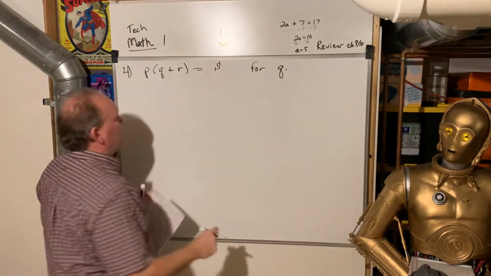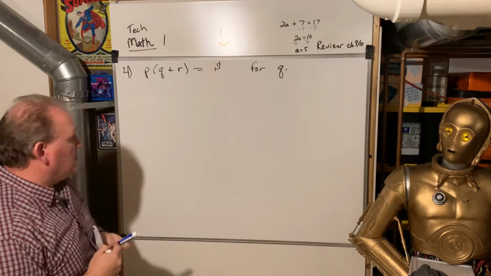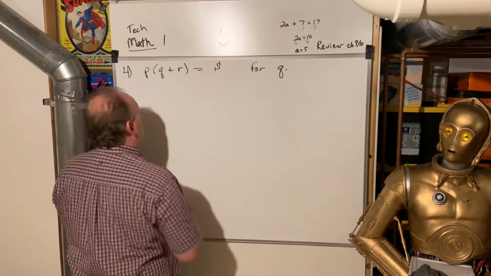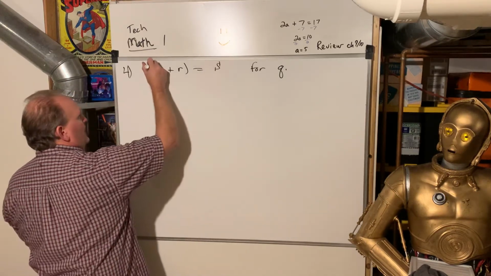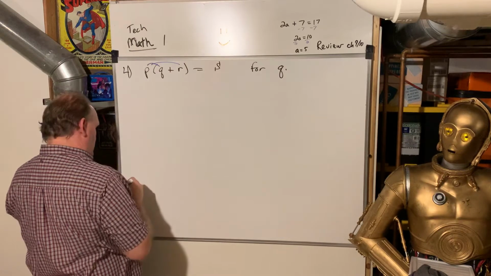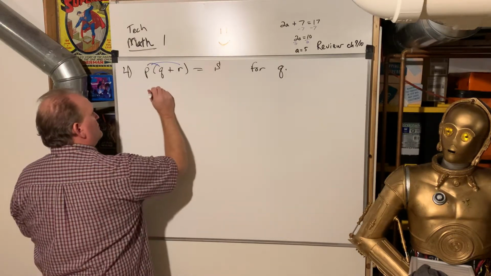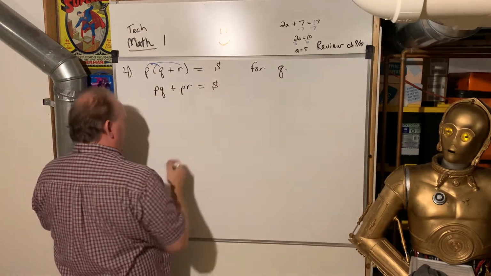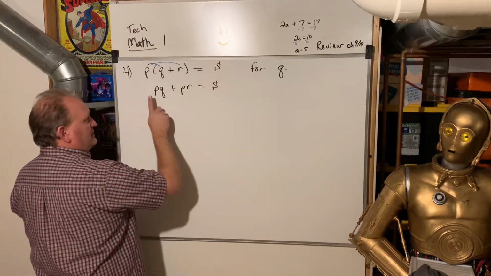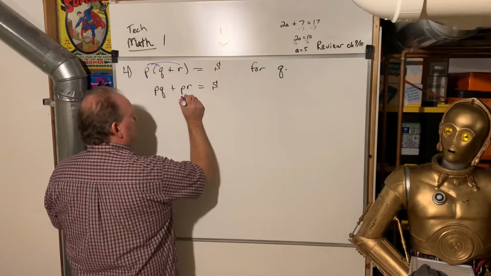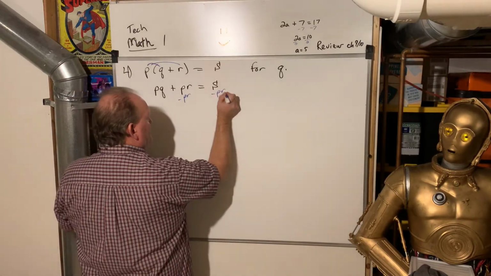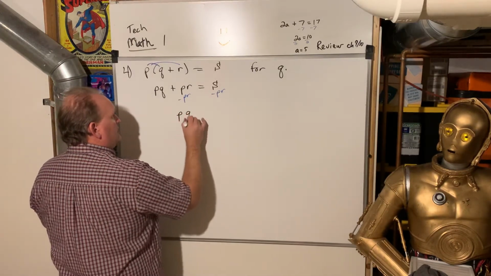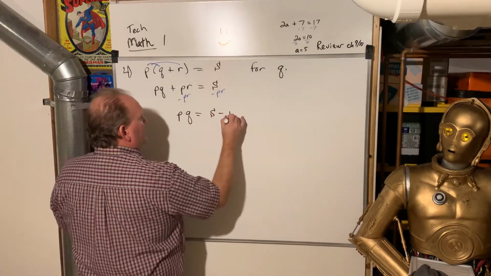Okay, so for q, this is an interesting little problem because we want to solve for q. There's actually two ways to attack this problem. First, I think this is the easier way. Just do the distributive property. So you get pq plus pr equals s, and then you're going to subtract that off and divide by p. So we're going to subtract pr off. So we have PQ is equal to S minus PR.